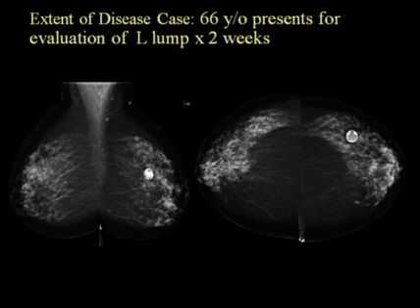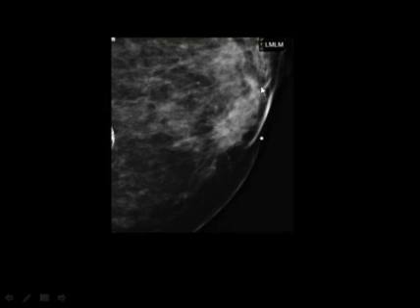So in the extent of disease patients, this is a 66-year-old. I'm going to show you some examples. She presents for evaluation of a lump she felt for 2 weeks. You can see this area of coarse calcium. This is a benign fibroadenoma, but the patient's lump was not in that area. Her lump on this tangential magnification mammographic view is right here. You can see lines coming out of this area.